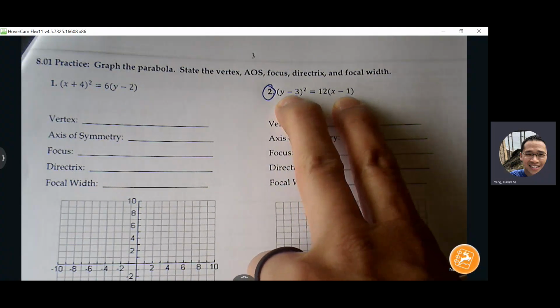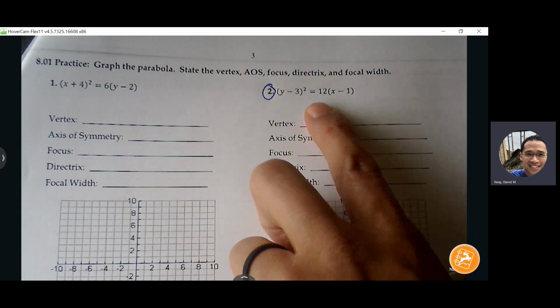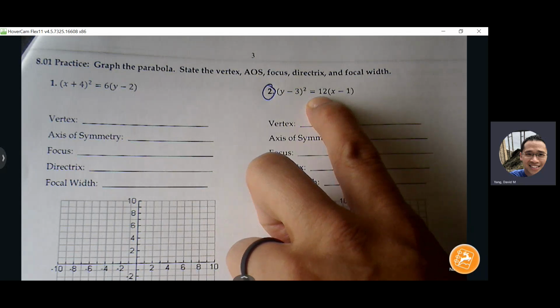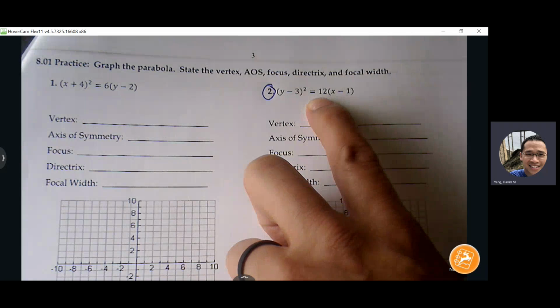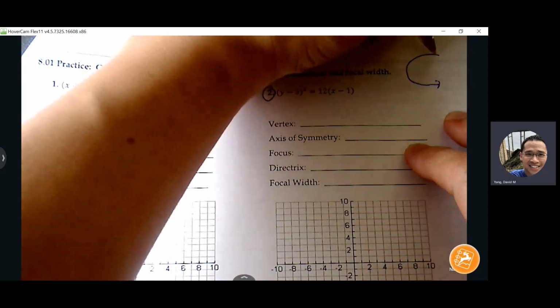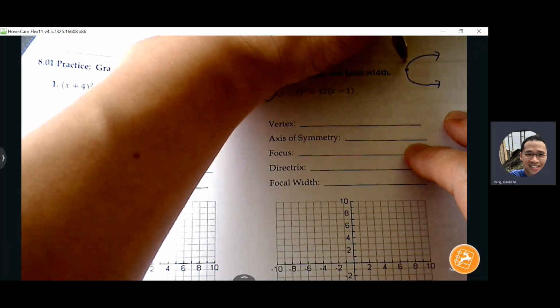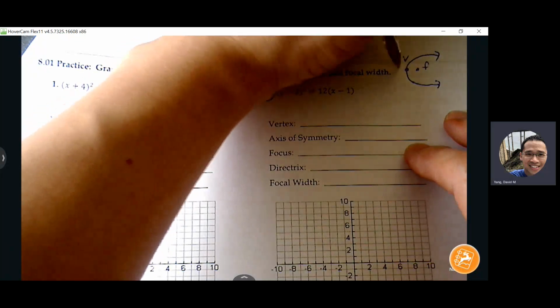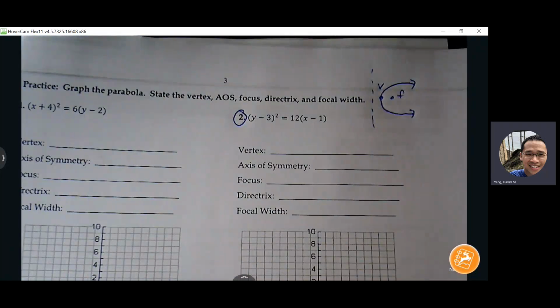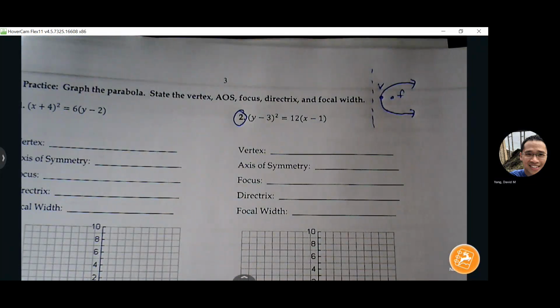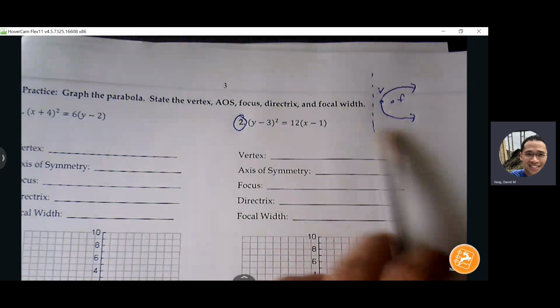All right, so just by looking at this equation, the y is being squared. Is this up, down, or left, right? Left, right, and it's a positive 12, so that means it's opening to the right. So without even knowing anything, I know my parabola is going to look like this. My vertex is here, my focus is here, my directrix is here. So it's always going to be in that relation to each other. Okay, so now I'm just going to try to put everything in their proper place, but I know it's going to end up looking like this in the end.